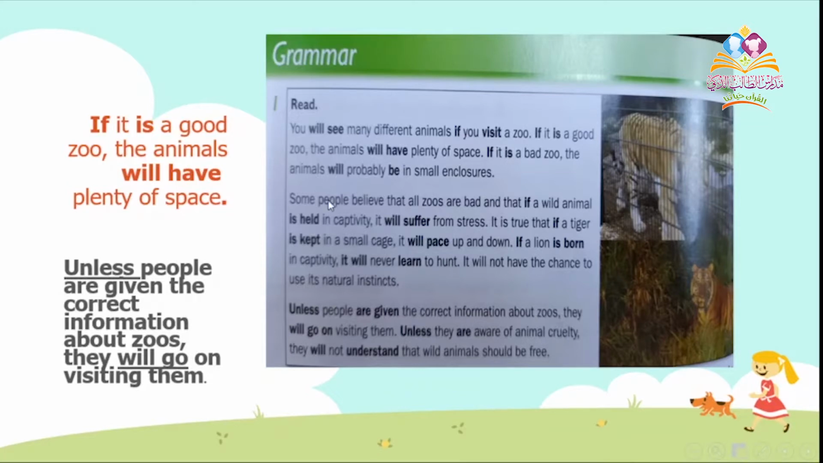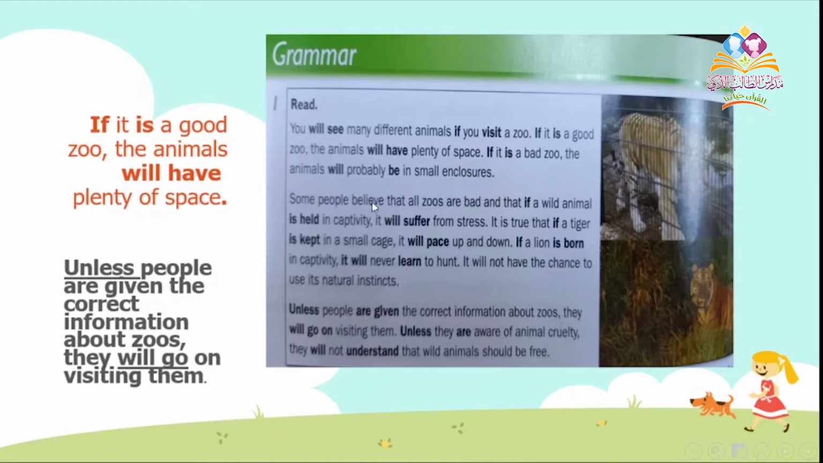Okay, now we are going to read a paragraph about the animals, and please concentrate on the words in bold. Okay? Read. You will see many different animals if you visit a zoo. If it is a good zoo, the animals will have plenty of space. If it is a bad zoo, the animals will probably be in small enclosures.